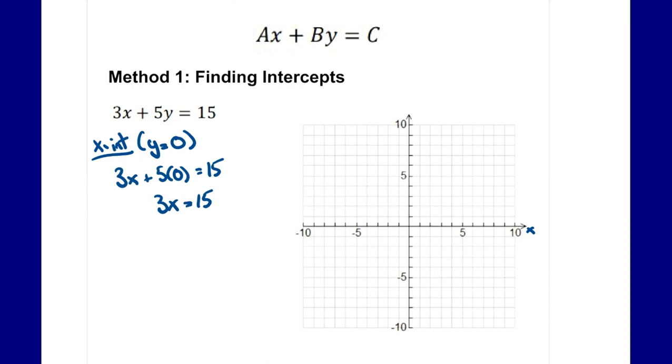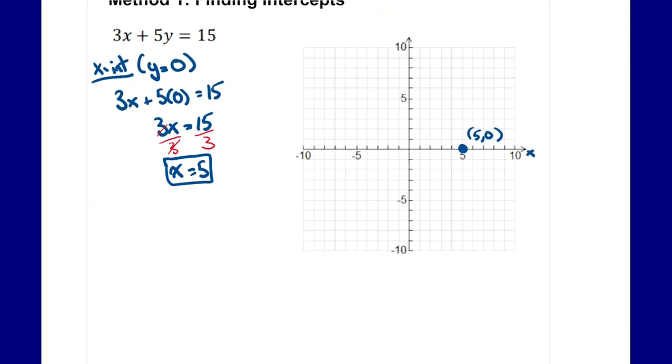Now I can just go through and solve this one-step equation. 3 times what equals 15? If you don't know off the top of your head, divide both sides by 3. X remains. 15 divided by 3 is 5. So that means our x-intercept is 5. So I can put a point at 5, 0 for our x-intercept.